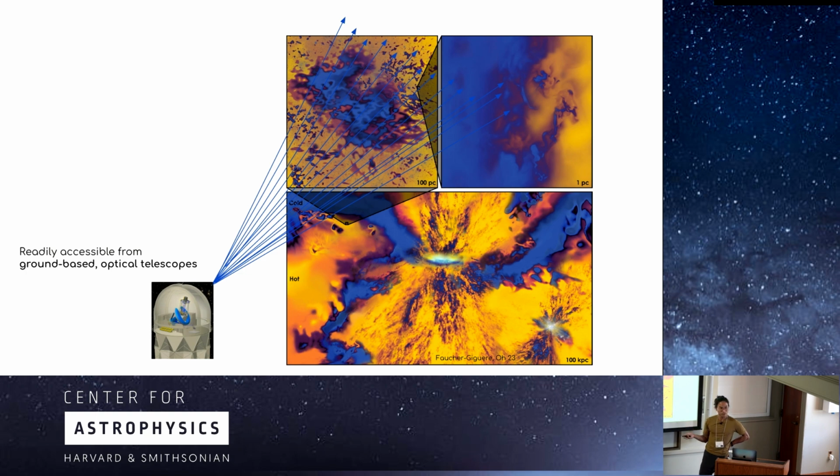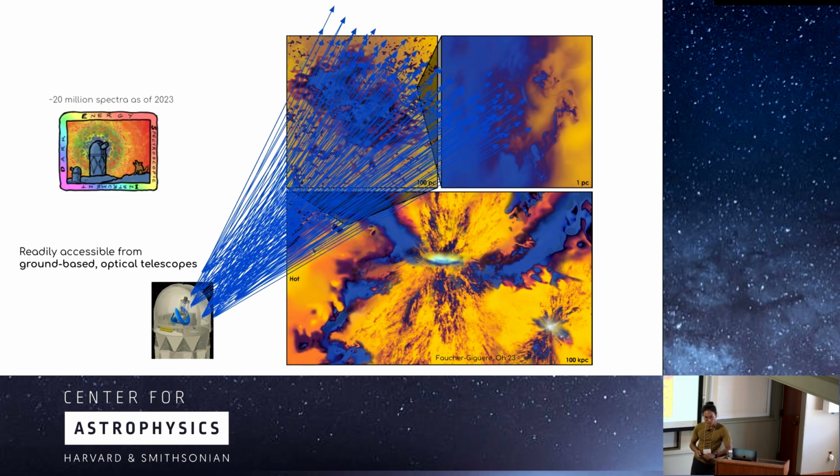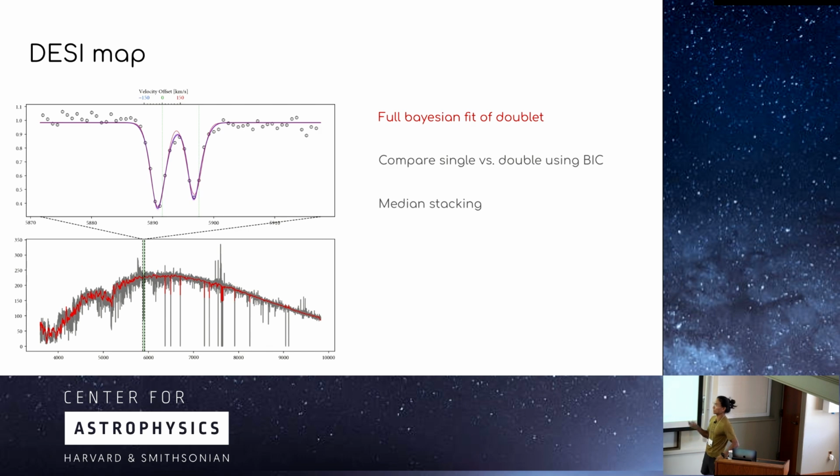So since we live in it, we can probably study it through millions of lines of sight. And in the case for the DESI instrument, it really is millions of lines of sight. So as of 2023, we've collected something like 30 million galaxy, quasar, and stellar spectra through millions of lines of sight. I won't go into too much detail about what DESI is because we just have 10 minutes. But let me just throw up what an example spectrum could look like.